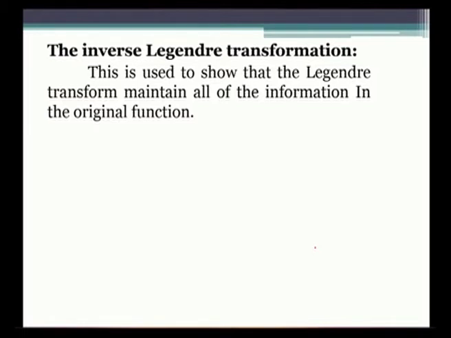This inverse Legendre transformation is used to show that the Legendre transform maintains all of the information in the original function. What this statement says is, let us imagine a function y is equal to f of x. If that y is equal to f of x is transformed to some other coordinate system, the originality of the function will remain as it is. That is what the inverse Legendre transformation says. Now, we will see how it maintains all information in its original form.